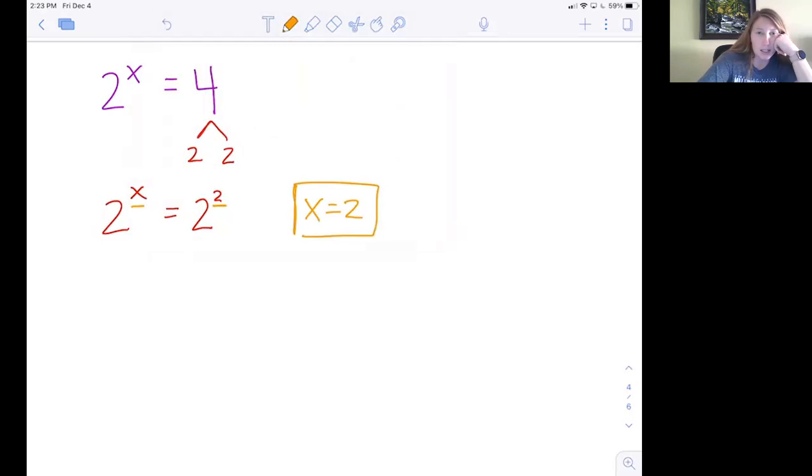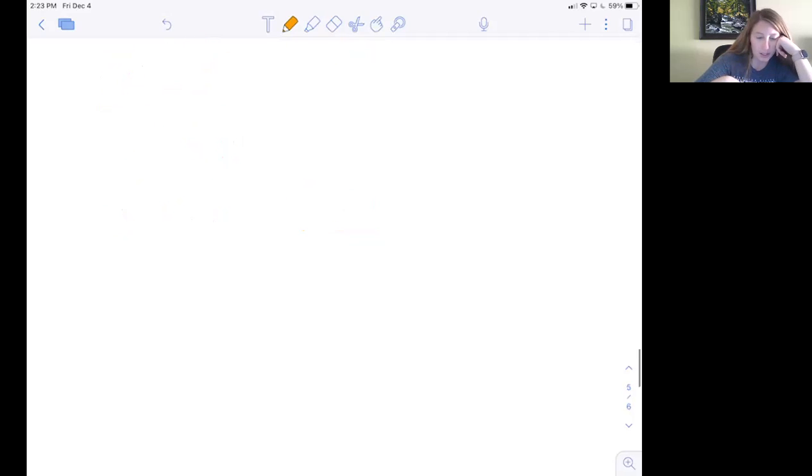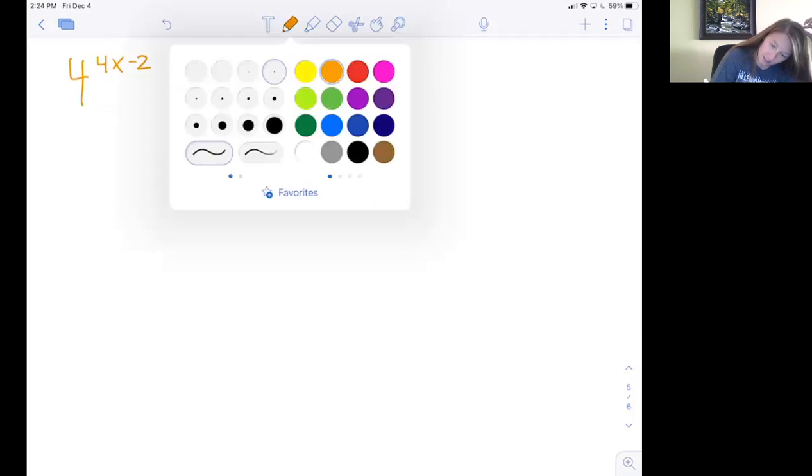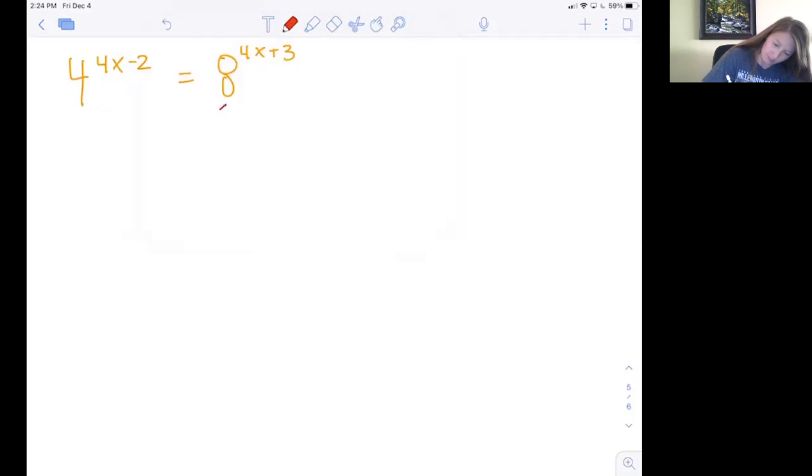So sometimes you're going to have to mess around with it to get a common base. So question 3 is going to be a good example of this. So I've got 4 to the 4x minus 2 equals 8 to the 4x plus 3. Okay, my first step, I think this is going to be the best thing, is to break both these numbers down. So 4 is 2 times 2, and 8 is 2 times 4, and 4 can break down as 2 times 2.